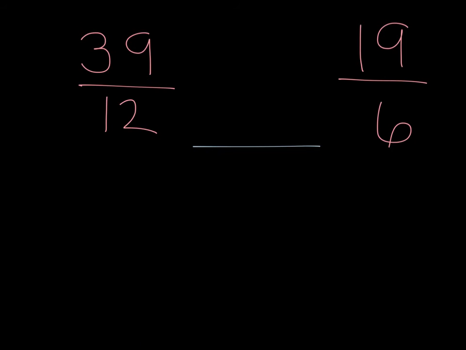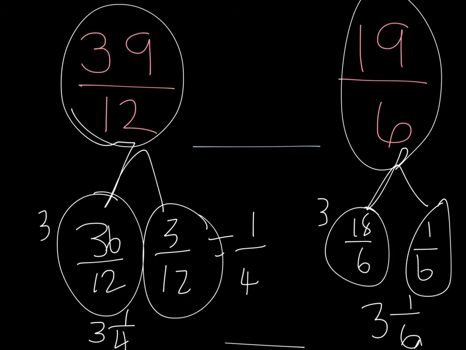Please attempt this problem on your own now. Pause the video and push play when you are finished to check your work. You should have converted 39/12 to 3 1/4 after simplifying, and 19/6 to 3 1/6. Once again, we have like numerators. So the fraction with the smaller denominator is greater. So 4 is less than 6. So 3 1/4 is greater than 3 1/6. That being said, 39/12 is greater than 19/6.